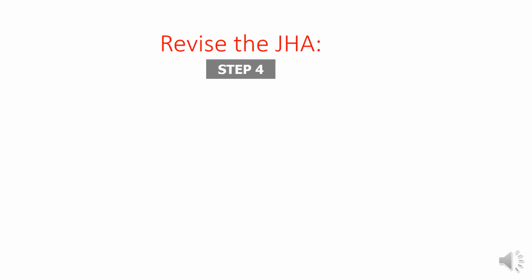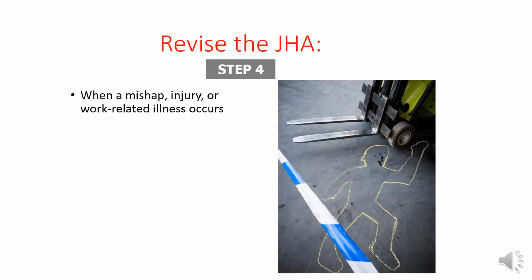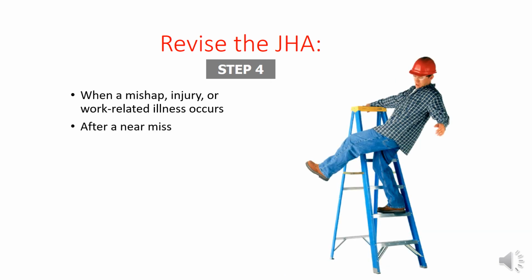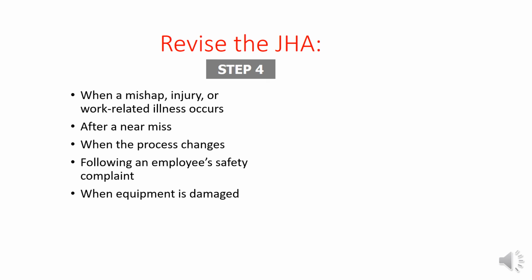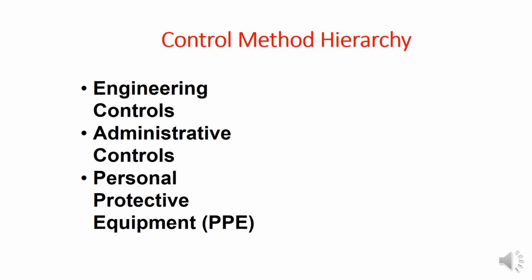So let us have a revision of the JSA. When a mishap or an injury occurs, what needs to be done after a near miss? What has to be expected? When the process changes, training has to be given. Following up on employee safety complaints is to be taken very seriously. If the equipment is damaged, preventive maintenance has to take place. Per schedule review and surprise review, if possible, should be taken as often as possible.